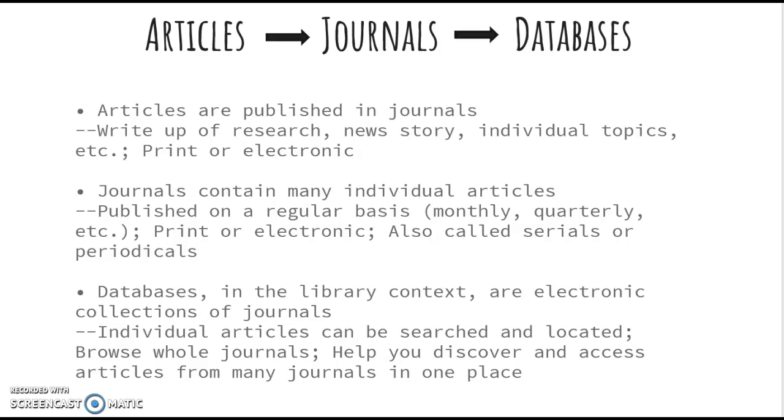One thing to note is that articles are published in journals. They are not journals. Journals are not articles, and articles are not journals. Articles are published in journals. They're a write-up of research, a news story, individual topics, etc., and they can be print or electronic. Journals contain many individual articles, and they're published on a regular basis, so they're also serials or periodicals, and they can also be print or electronic.